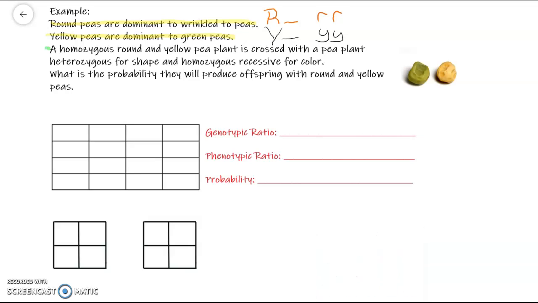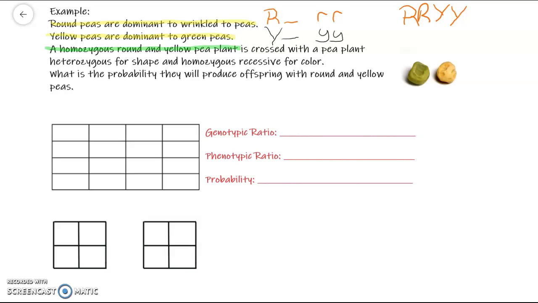First, it starts off with a homozygous round and yellow pea plant. Let's stop right there. So the first pea plant is homozygous round and yellow. Those are both the dominant traits. So I can write that as two big R's for being round, and for being yellow, two big Y's. So that parent looks like it's going to be pretty easy when we try to FOIL it.